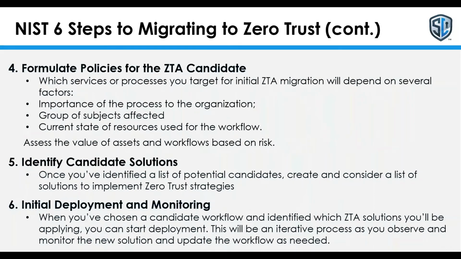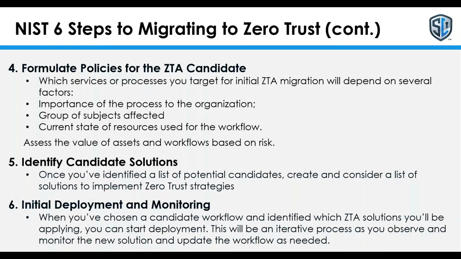Formulate policies for ZTA candidate. Those policies are important, as you'll see in a couple of slides. Those policies determine what's going to happen. Which services or processes you target for initial zero trust migration will depend on several factors: the importance of the process to the organization, the group of subjects affected, and the current state of resources used for workflow. You have to assess the value of assets and workflows based on risk.